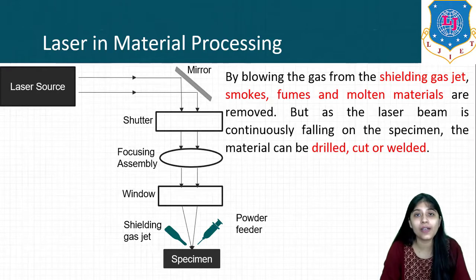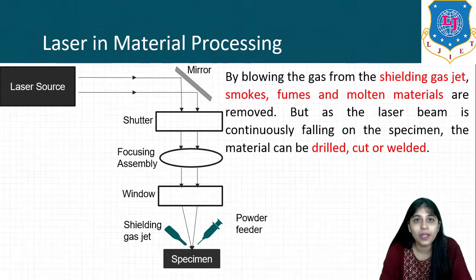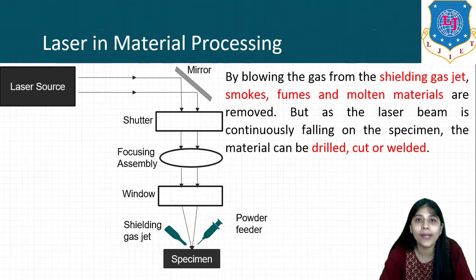There are also other arrangements for the gas jet and the powder feeder, right? They control the quantity that is to be fed onto the specimen, right? Now there are many advantages of this process, right? For example, time consumption is very low, material is not damaged, right? Then there is no need of vacuum, and also no machining is required after this processing. So this is laser in material processing.